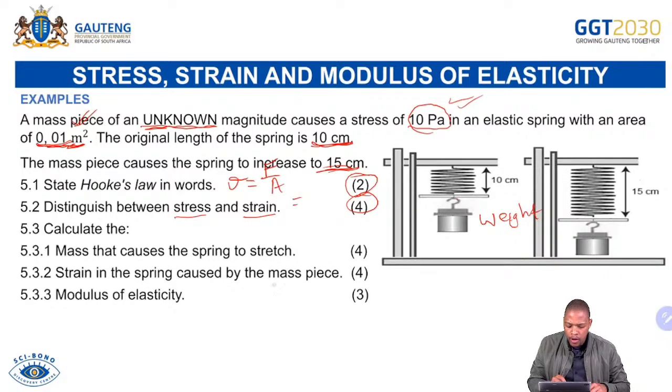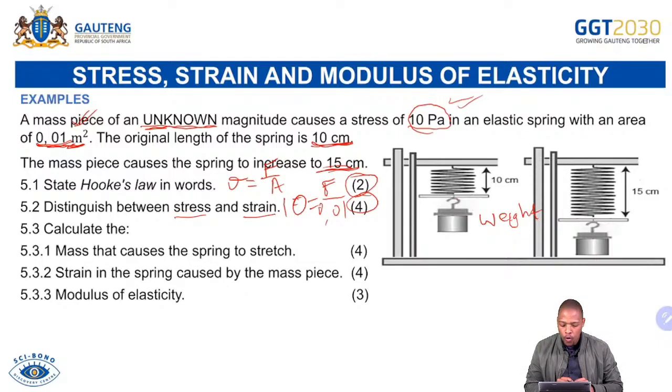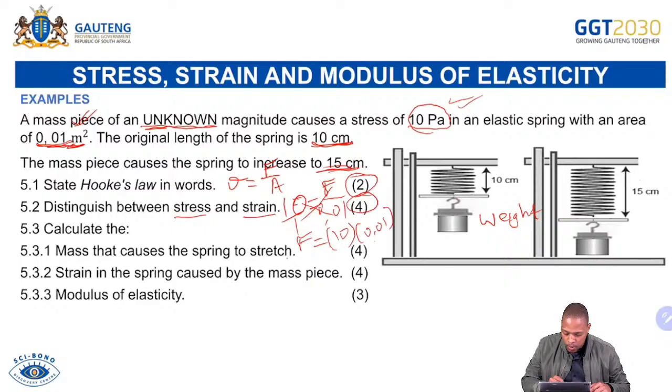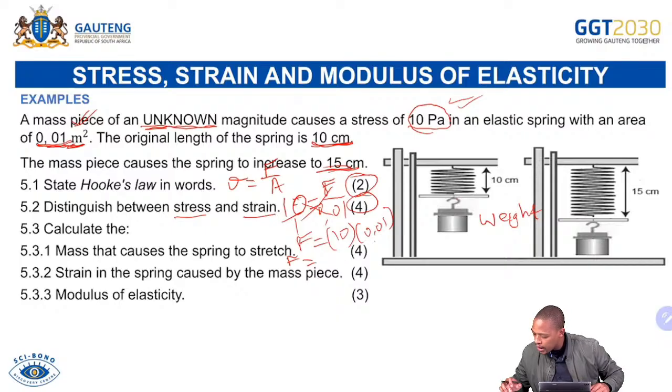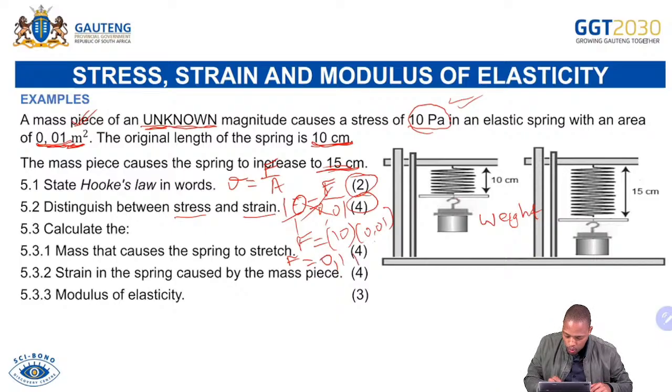Okay, what is my stress? I am being told that the stress is 10 Pascals. Force, I don't know that. Do I know the area? I do, 0.01 square meters. No need for me to do any conversions here because it is given to me. Okay, and then from there, I can just simply do cross multiplication. The force will be equal to what? Take my calculator. It will be 10 multiplied by 0.01. I get that it is equal to 0.1 newtons.